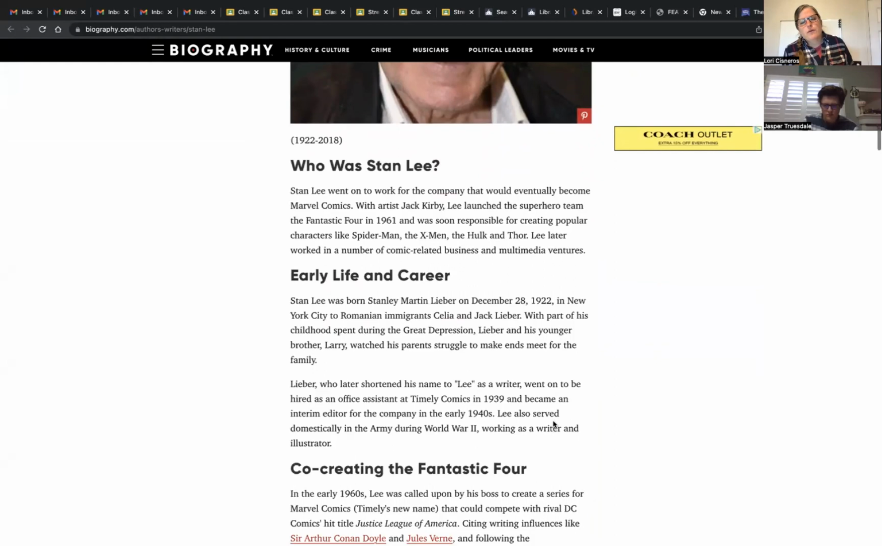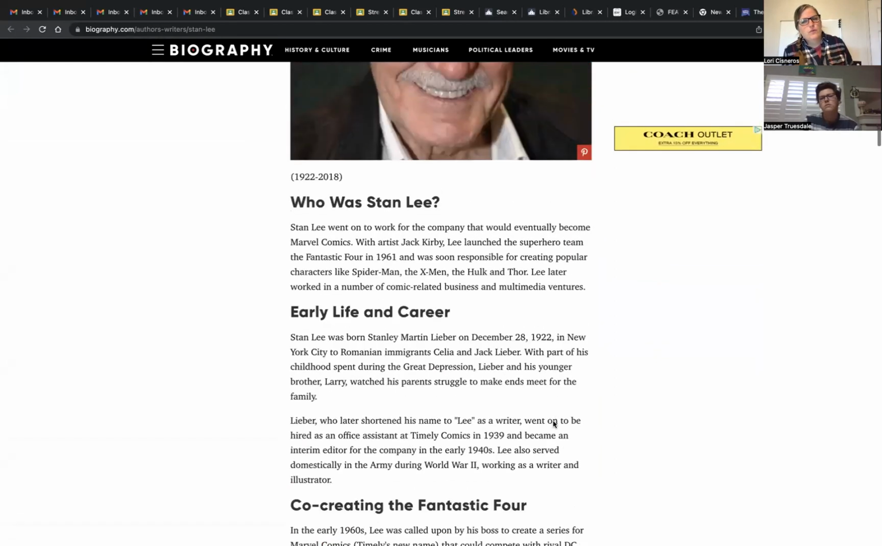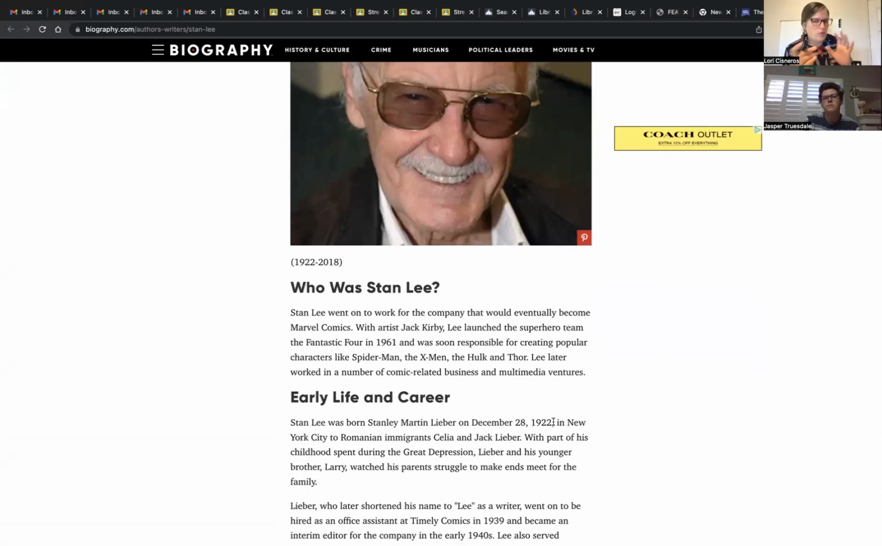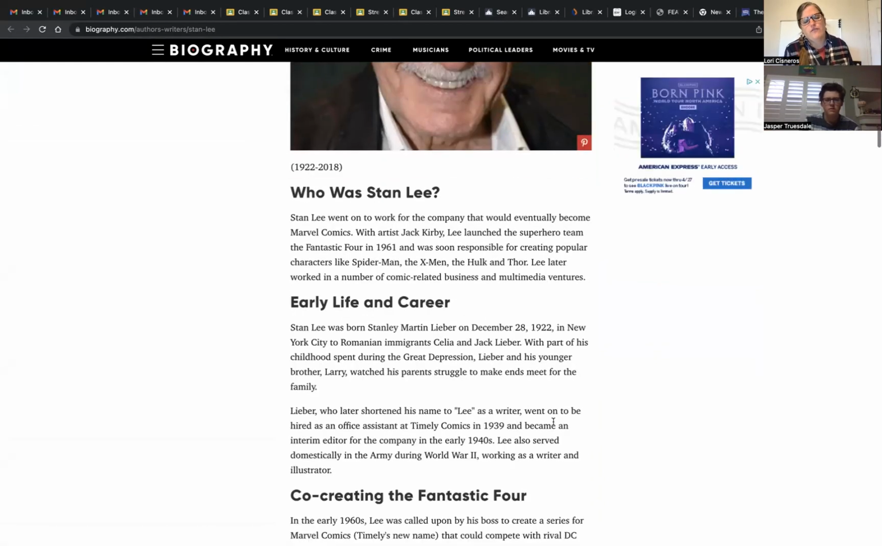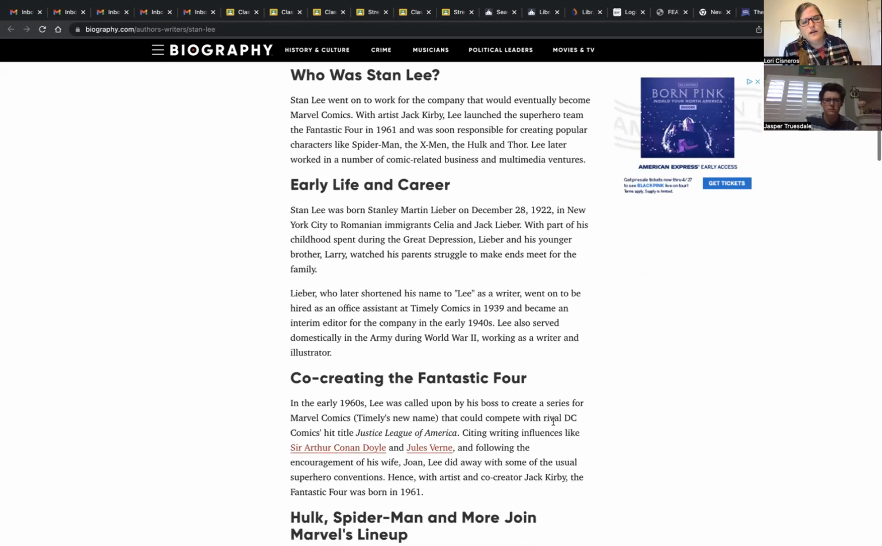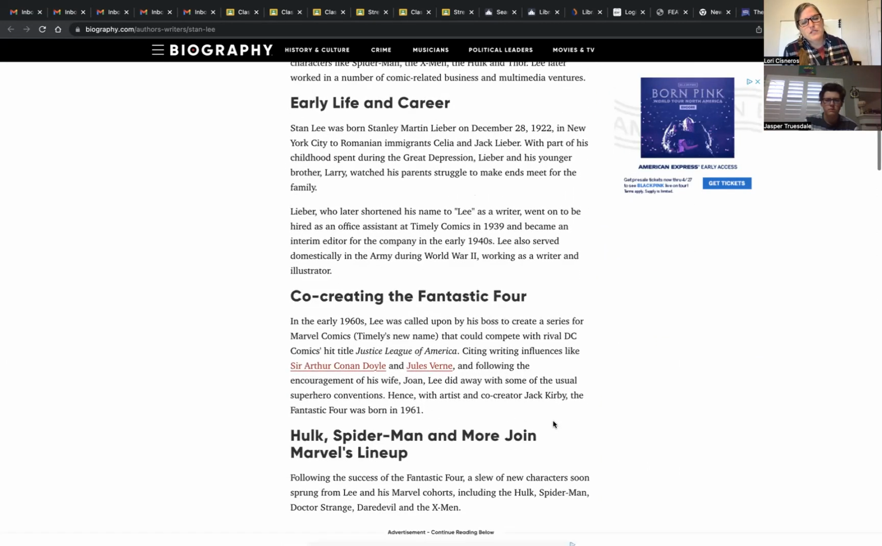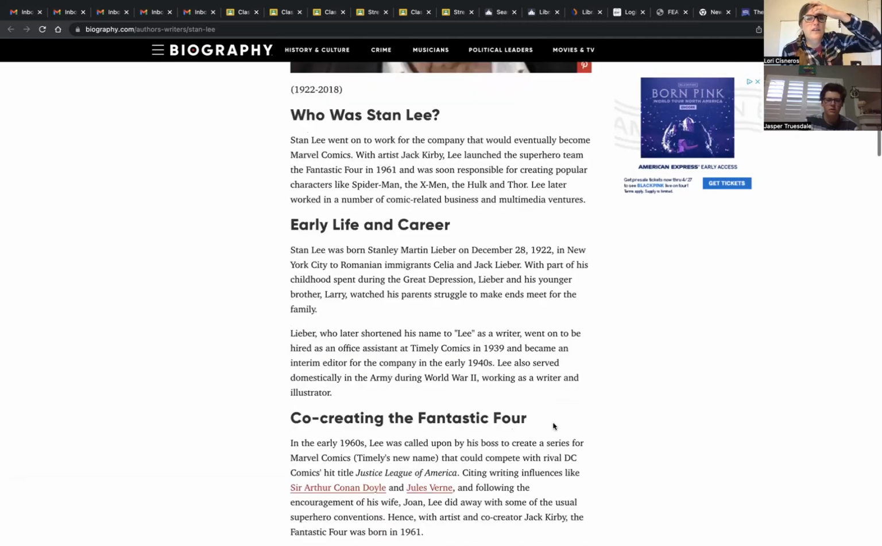Okay, so from here, this is where you're probably just going to have to go back once you print these articles and write in the margin. But this is kind of nice. This article is really nice. Look at that. They labeled each section for you. So who was Stan Lee, and then early life and career. This is pretty much labeled for you.